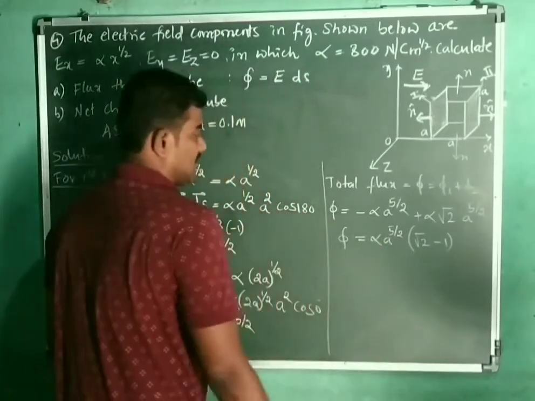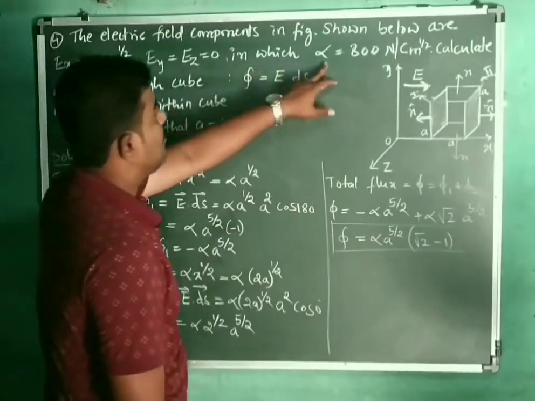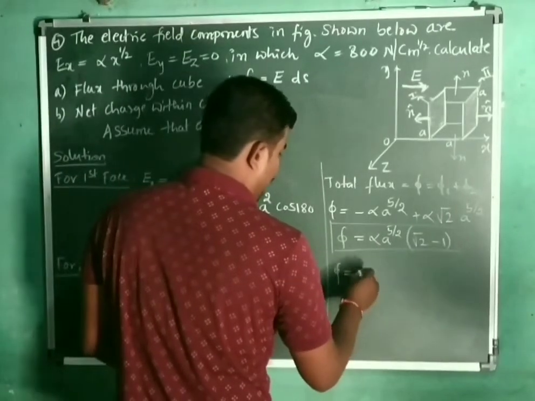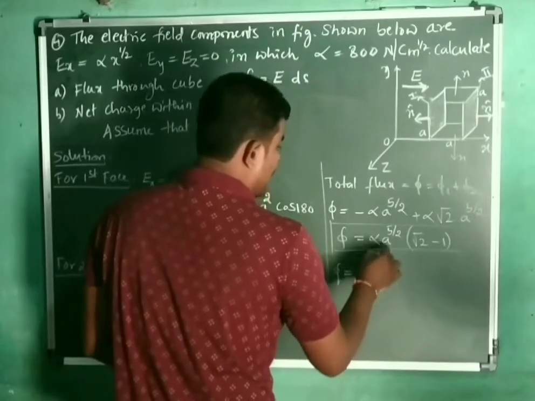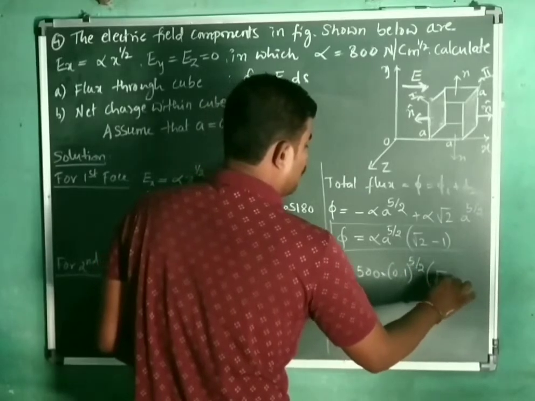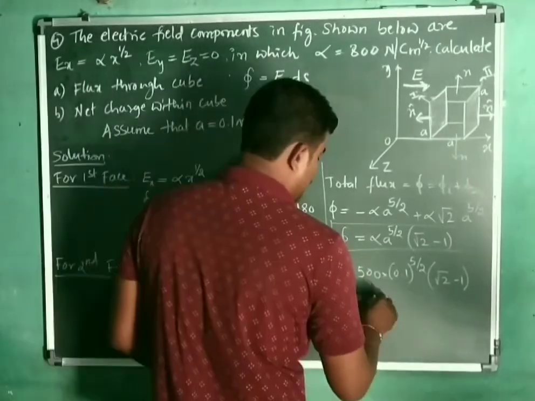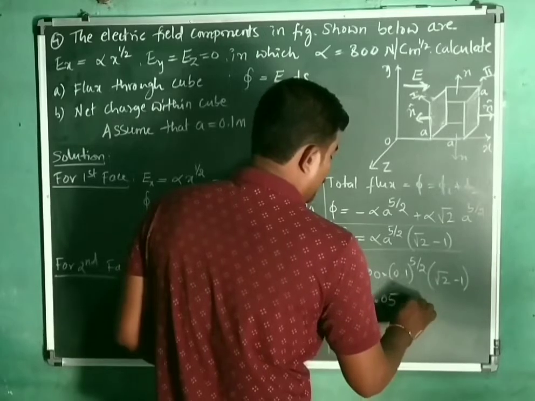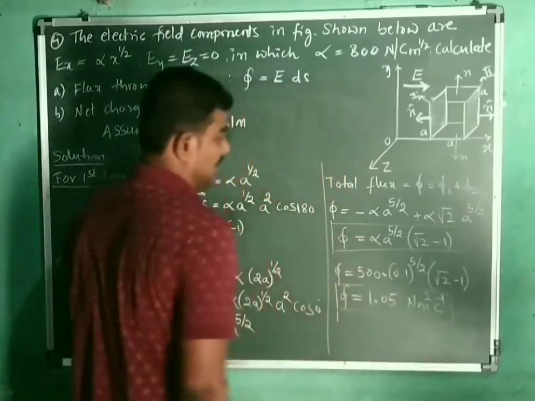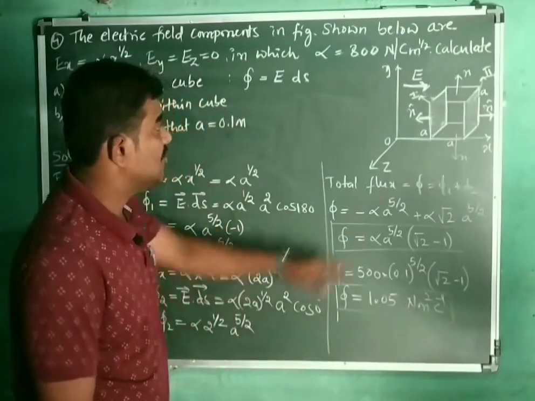This is total flux. They have given certain values here: the alpha value and the a value, which is 0.1. I can substitute here: phi is equal to the alpha value, 500, into a value 0.1 to the power 5 by 2, and root 2 minus 1. When you solve this, it is going to be 1.05 Newton meter square per coulomb. This is the electric flux linked with these two faces due to the charge inside the cube.